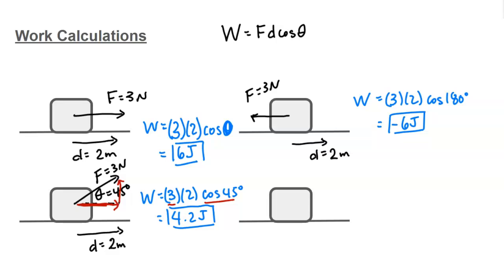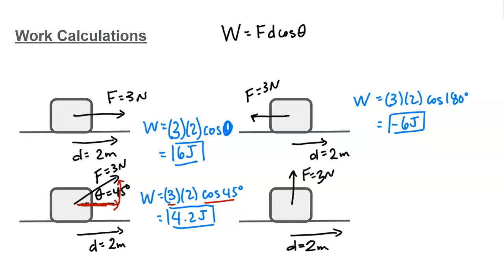All right, so we'll look at one more problem here. Let's say that we have a displacement of 2 meters, once again, to the right. So d equals 2 meters to the right. But this time we have a force upward. So force of 3 newtons, okay?